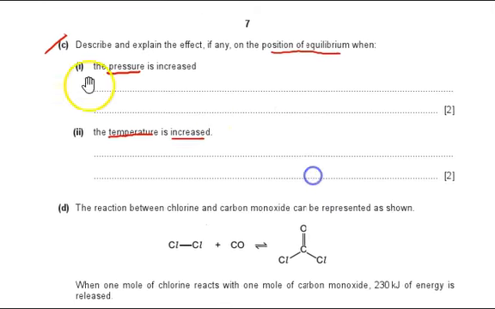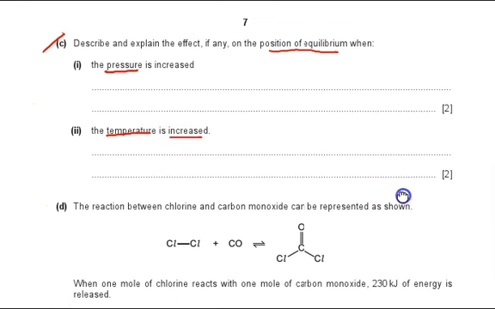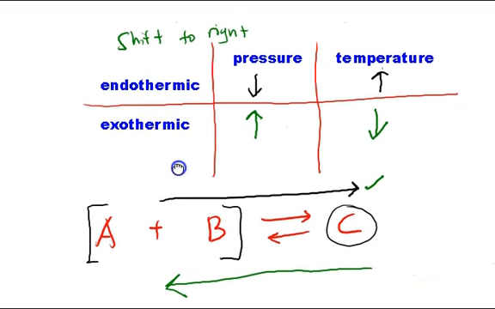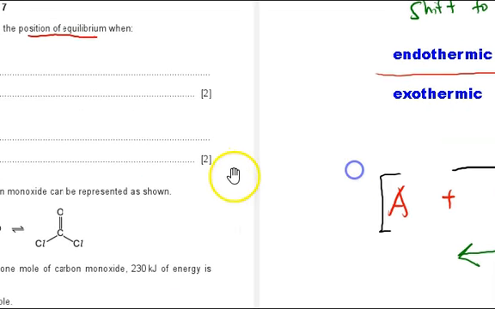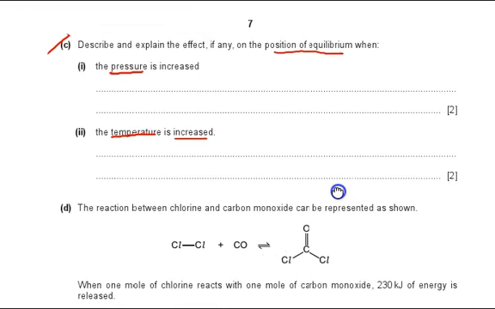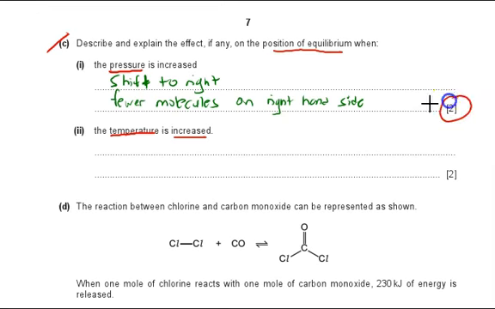So using this, we are going to answer the following question. For the exothermic, we increase the pressure. Yes, we will have a shift to the right. So the entire position of equilibrium will shift to the right. Since it is 2 marks here, you have to include the 2 points. It has to shift to the right, and you have fewer molecules on the right-hand side.